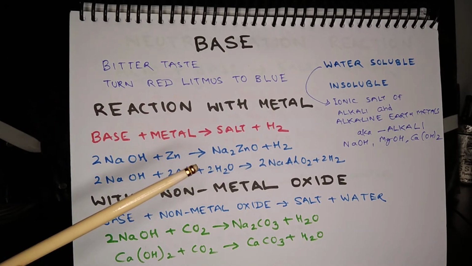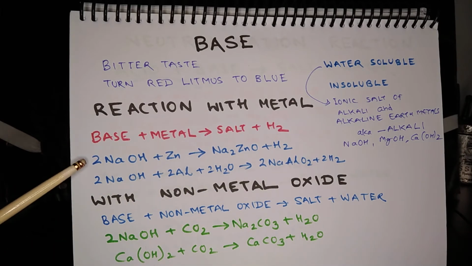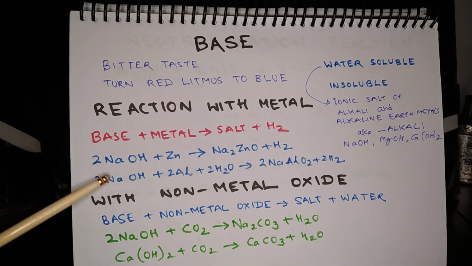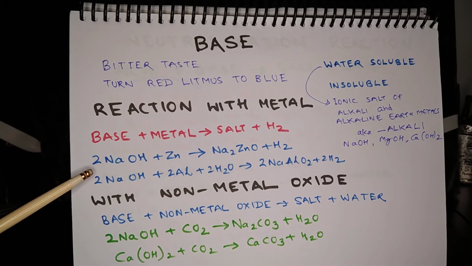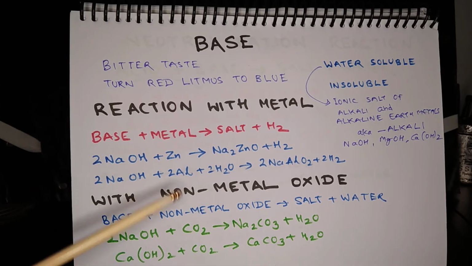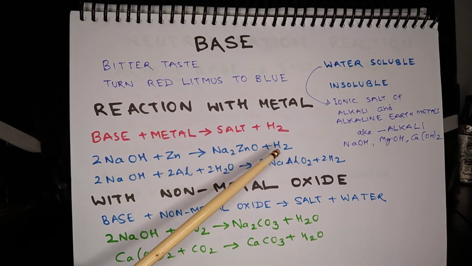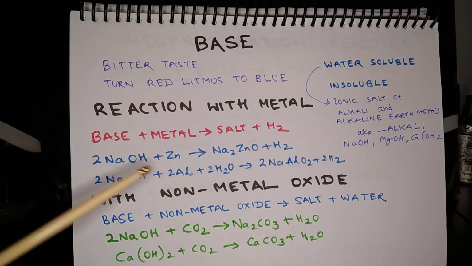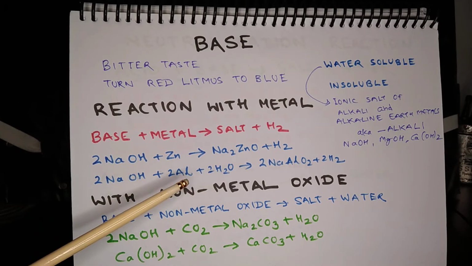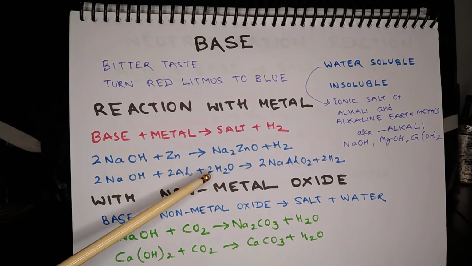When a base reacts with a metal, then salt is formed and hydrogen gas is formed. One example is the reaction of sodium hydroxide with zinc. It gives sodium zincate. The equation is 2NaOH + Zn = Na2ZnO2 + H2. In this reaction, sodium hydroxide is reacting with aluminium. So it gives sodium aluminate. The equation is 2NaOH + 2Al + 2H2O = 2NaAlO2 + 3H2.